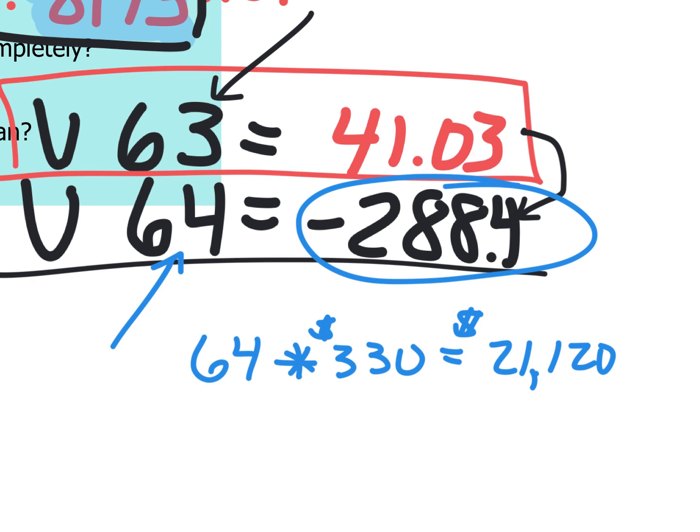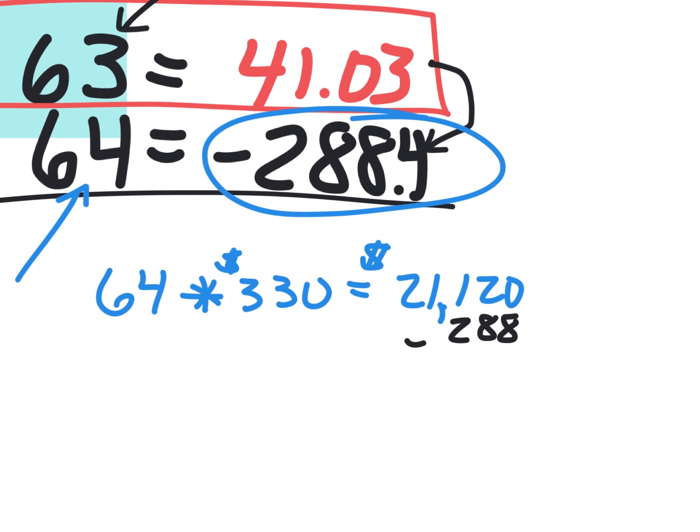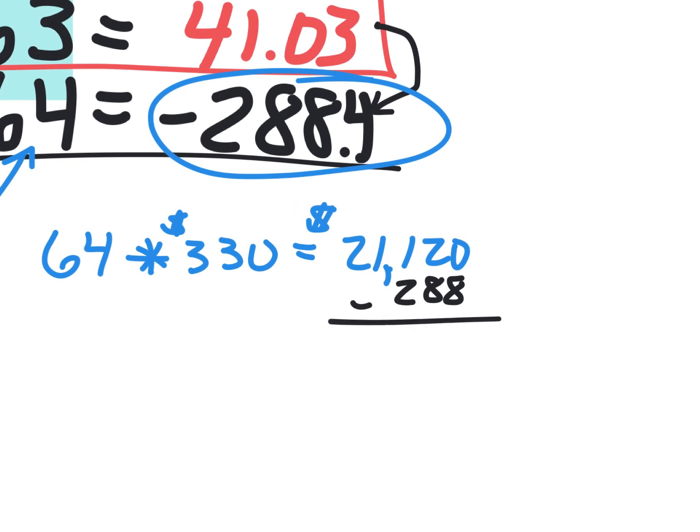So you got to subtract from this the 288, and I'm rounding here, and you'll be able to round too. I'm going to subtract the 288 that they owe you. What is 21,120 minus 288?